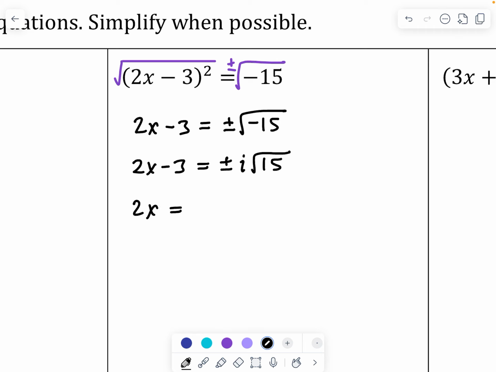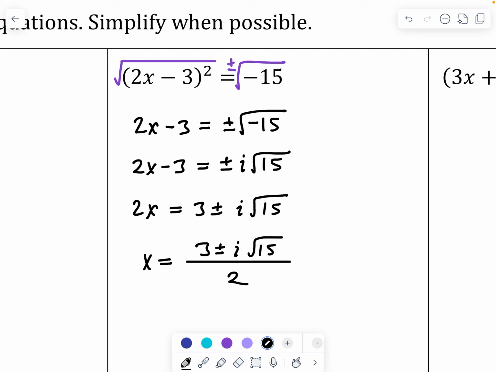I will then add 3 to both sides. So 3 plus or minus i root 15. And then divide everything by 2. Divide the whole thing by 2. So this is just going to be one fraction unit all over a 2.